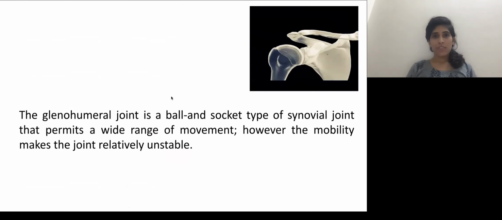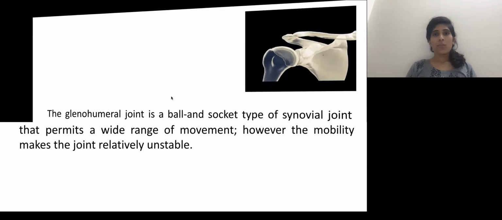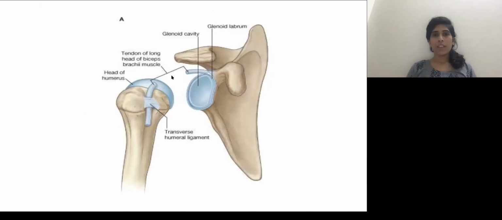As we all know, the glenohumeral joint is a ball and socket type of joint, and it is a synovial type of joint, and it has a wide range of motion. It has flexion, extension, abduction, adduction, medial and lateral rotation. However, the mobility is what makes the joint unstable. Okay, so we'll see the articulating surfaces.